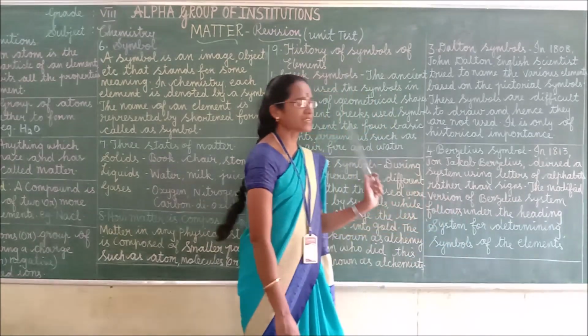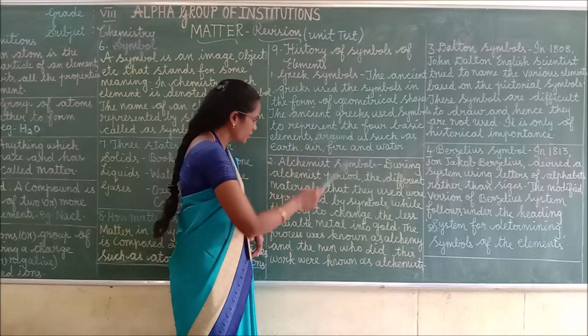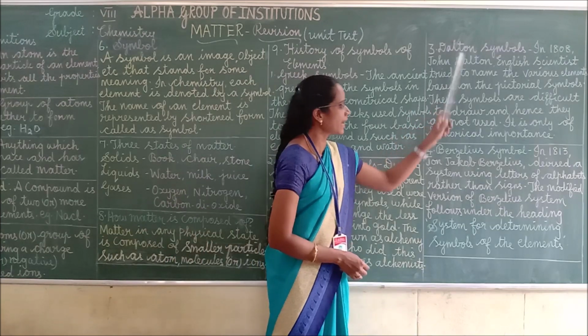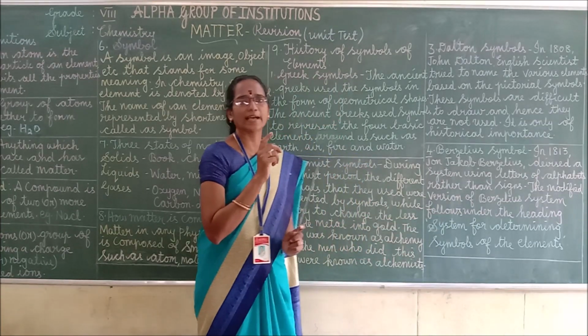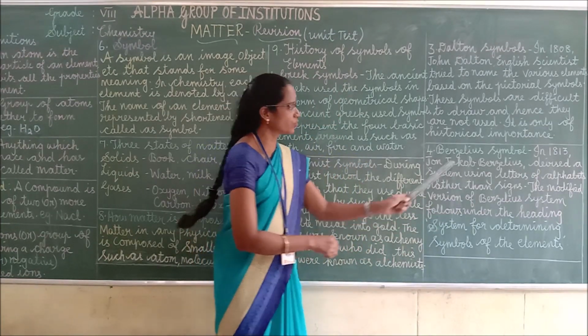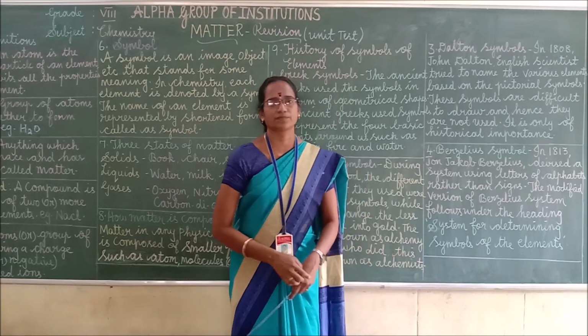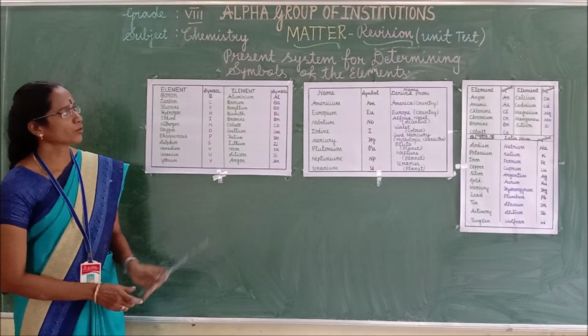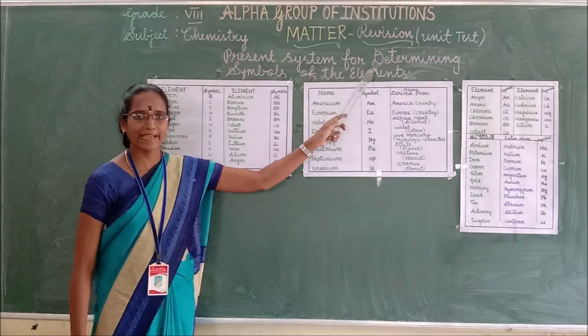Suppose this question is asked in detail, then you have to mention everything. You have to write about Greek symbols, alchemist symbol, Dalton symbol, Berzelius symbol. In the two-mark questions, if they ask to write a note on the Berzelius symbol, then you write about this thing only. Understood, children? Right. Now we can move to the present system for determining symbols of the elements.